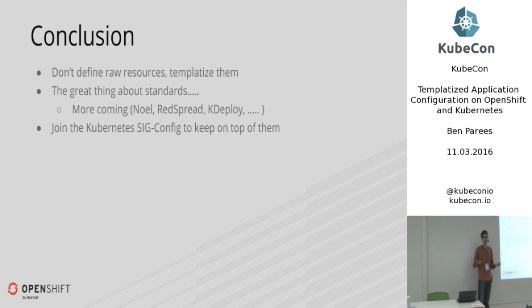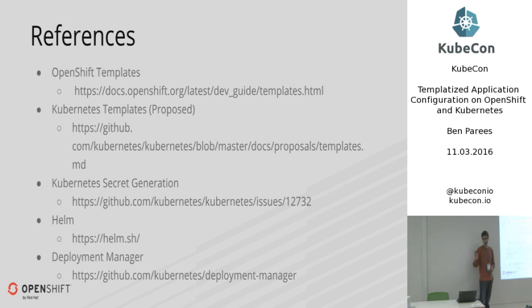Great thing about standards, as you all know, there's so many to choose from. So if you don't like any of the ones I've talked about, there are a few other options. Just a couple of names that I know of are Noel, RedSpread, and Kdeploy. I believe there's a talk about Kdeploy earlier in this conference. And I'm sure there are others. If you want to keep on top of what's going on in this space, join the SIG-config user group. That was where we discussed the Kubernetes template upstreaming, and other projects come up and do presentations during that. Just some links to the projects that I talked about, and that's all I've got.